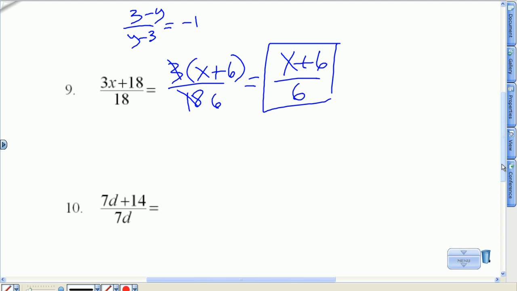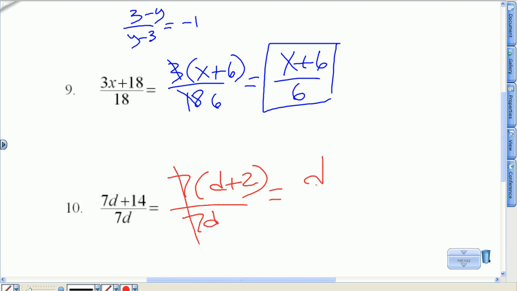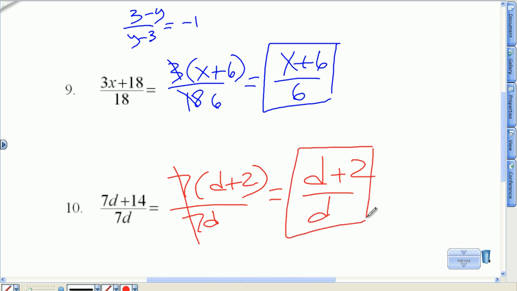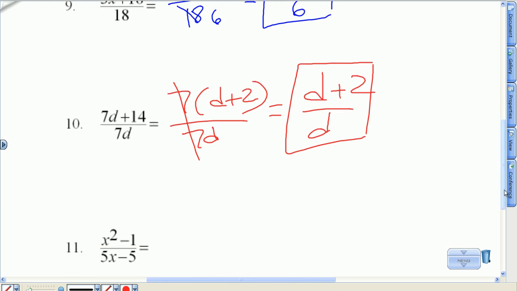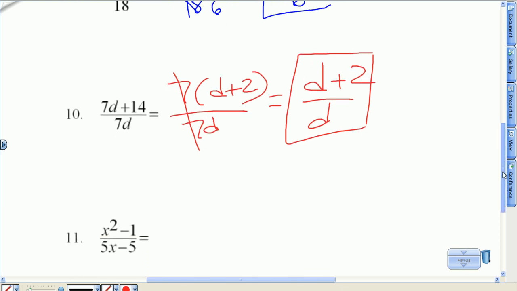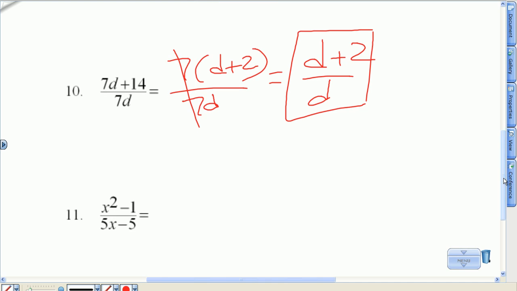Problem 10. I'm going to take 7 out of the top. It has a GCF. I have a 7d on the bottom. The 7's cancel. I'm left with d plus 2 over d. Once again, they're teasing you. They want you to cancel the d's out, but there isn't a d on top. There's a d plus 2 on the top, and I can't break it apart. I can only get rid of whole terms. I can't take little pieces here and there and kind of chip them away.